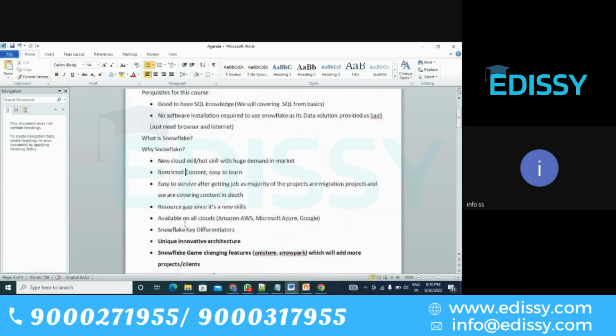The majority of our earlier batch candidates are not facing any issue in terms of work. They are able to manage the work on their own, because we are covering the content in depth, and since they are migration projects, you don't have to worry much on that. Like other skills such as Java, Python, or whatever it is, you don't have to worry much. It will be easy for you to survive.